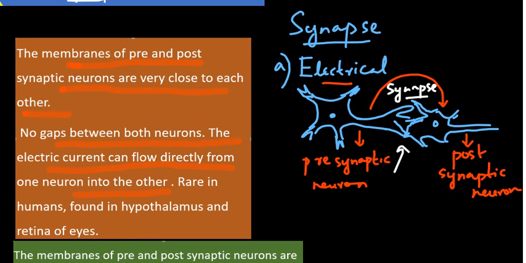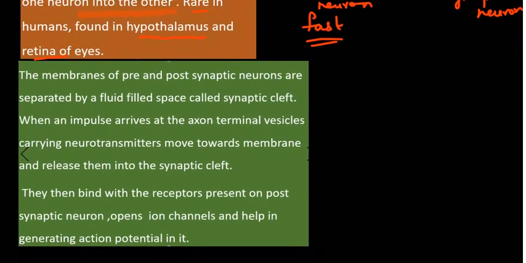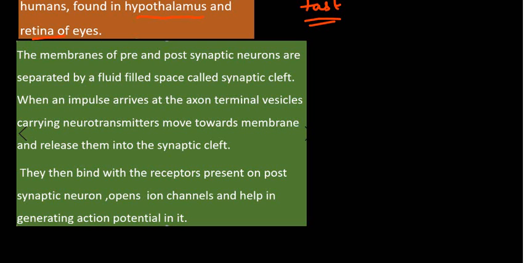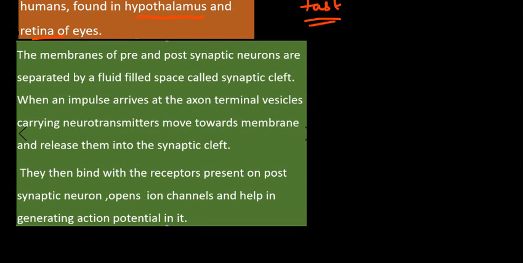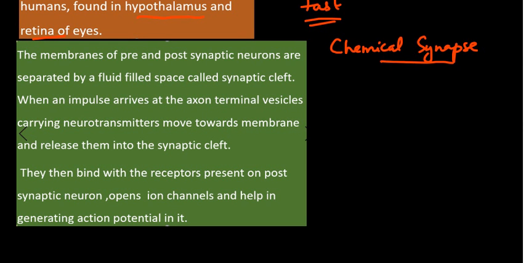Now, this kind of synapse is actually rare, and where present, it is found in the hypothalamus of the brain and the retina of the eyes. The transmission of nerve impulses will be fast in this case because there is no need for the neurotransmitters to get activated. The next type of synapse is called a chemical synapse. In a chemical synapse, there is a gap between two neurons.